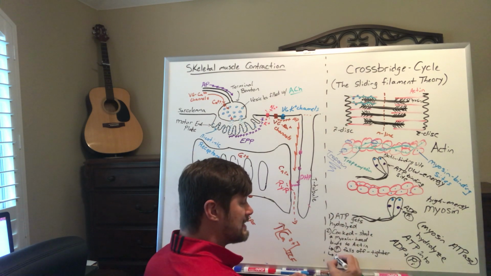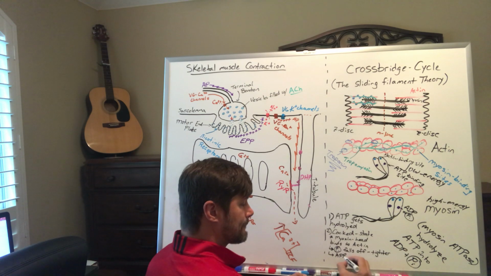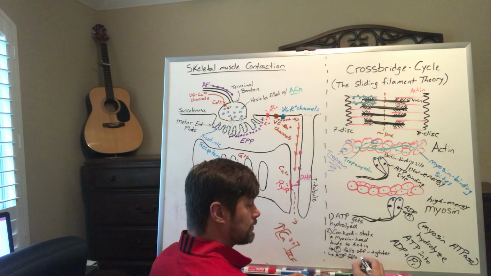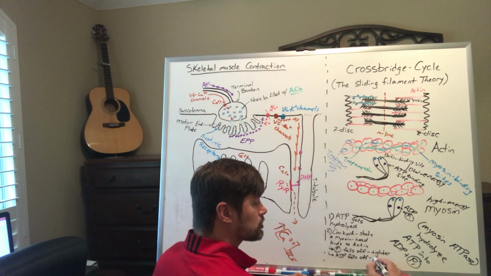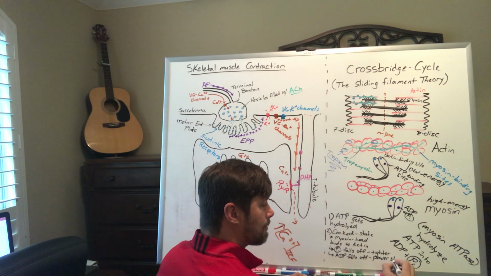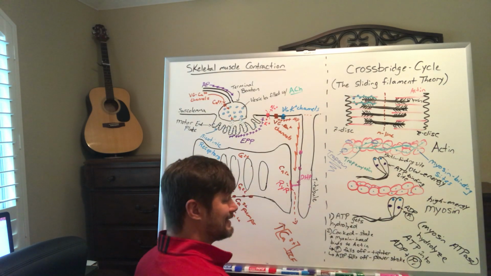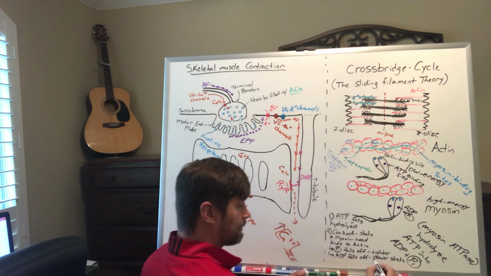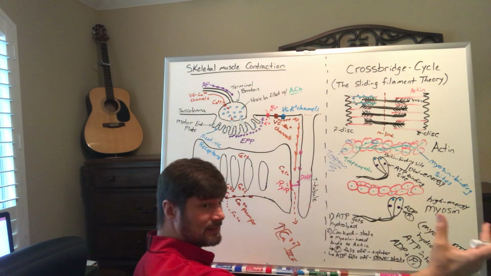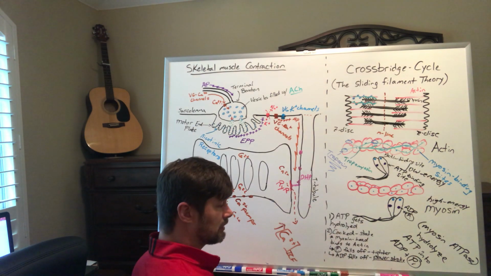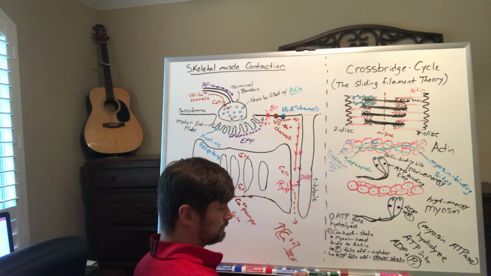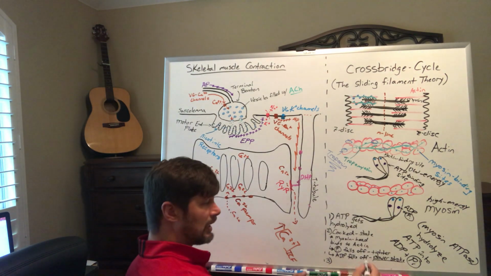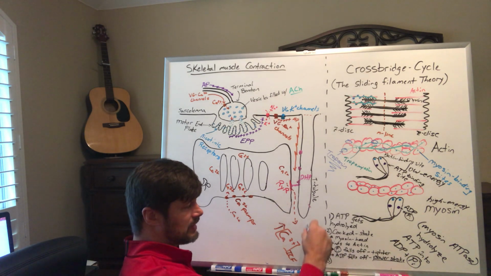Then the ADP falls off. And that allows for the power stroke. And since the myosin head is bound to the actin, the actin starts to slide along the length of the sarcomere. 3, we're actually going to end up cycling right back around again.